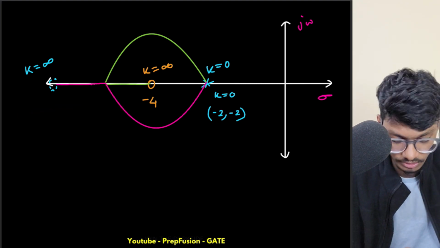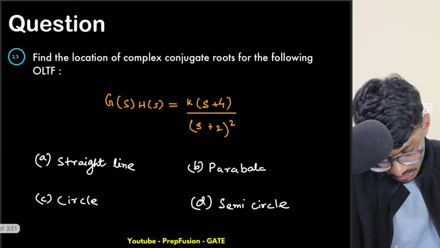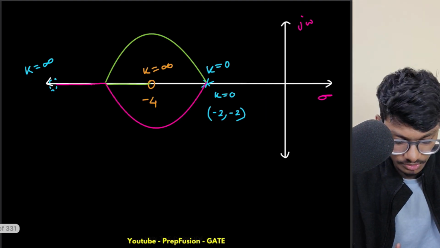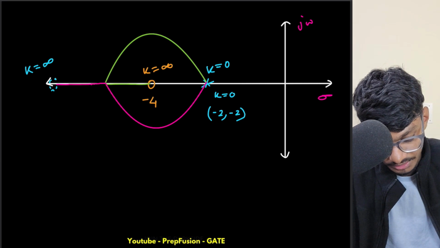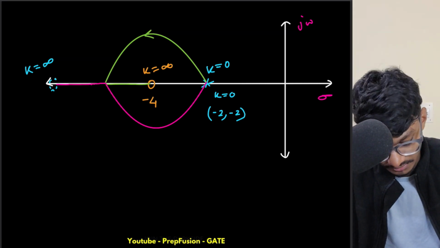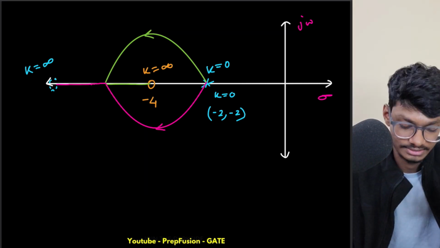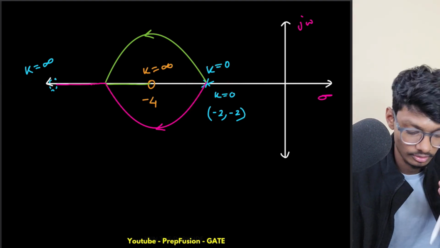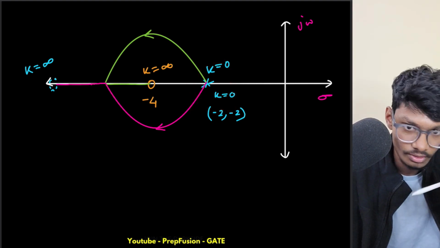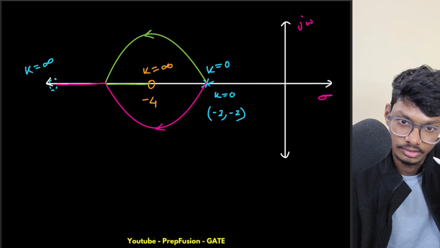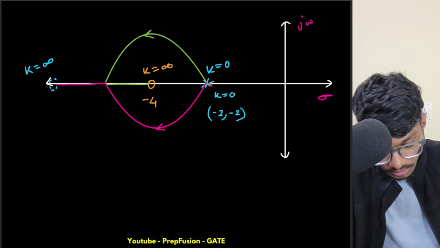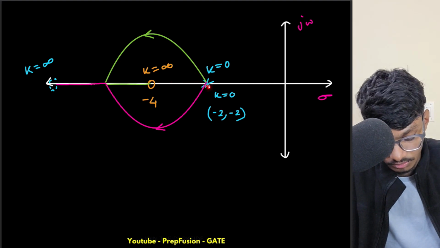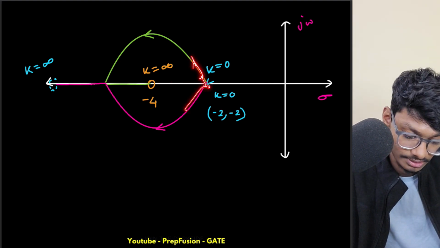Obviously, theta asymptote I got. What is the question asking us now? Where will the complex conjugate roots lie? You are not able to see it visually, but this will be like a circle itself. If you calculate the angle of departure from these poles, you will see that yes, this is correct, that my root locus will go in this direction and not in that direction.